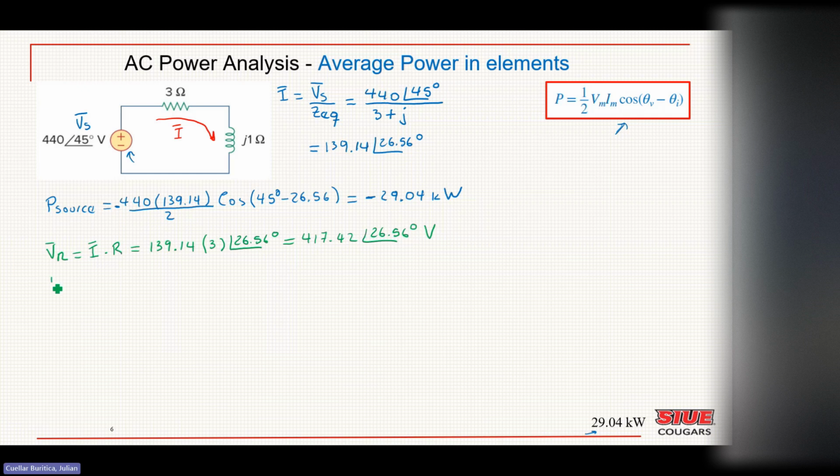Then let's use the formula to compute the power. The average power is going to be equal to Vm Im and the difference in the angles. That's 40 times 139.14 cosine of 26.56 minus 26.56, and everything over 2.